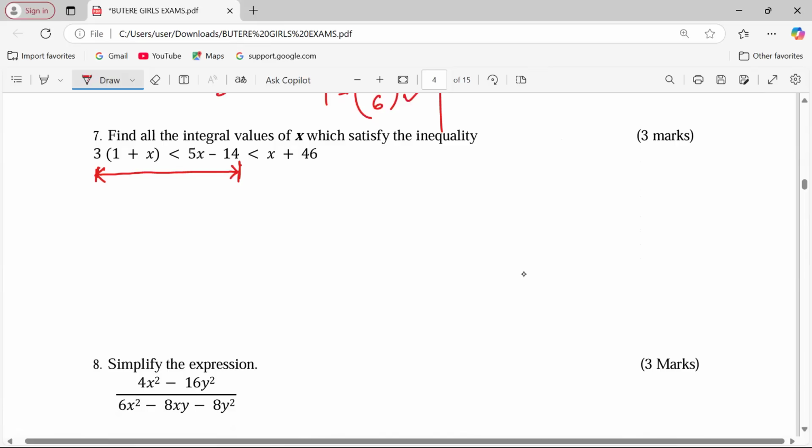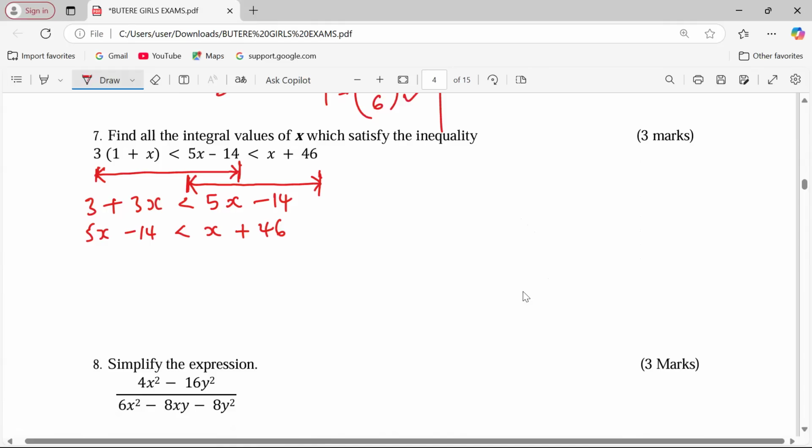So we write 3(x plus 1), which becomes 3 plus 3x after opening the brackets, less than 5x minus 14. Then the second one is going to run just after the first inequality from 5x all the way to 46. So we are talking of 5x minus 14 less than x plus 46. So those are the inequalities that we are solving.